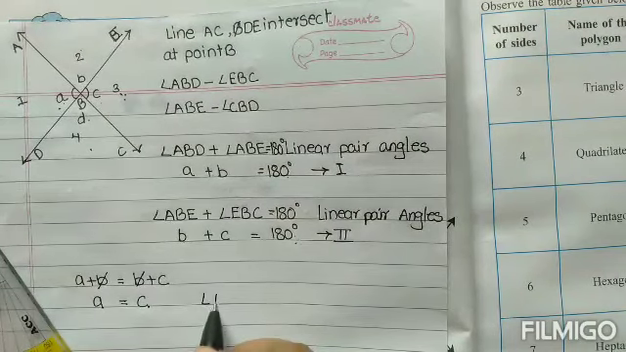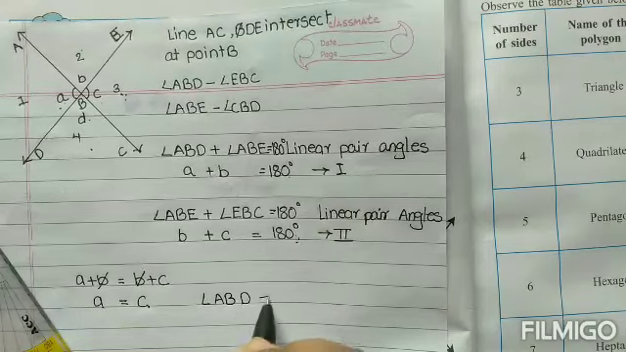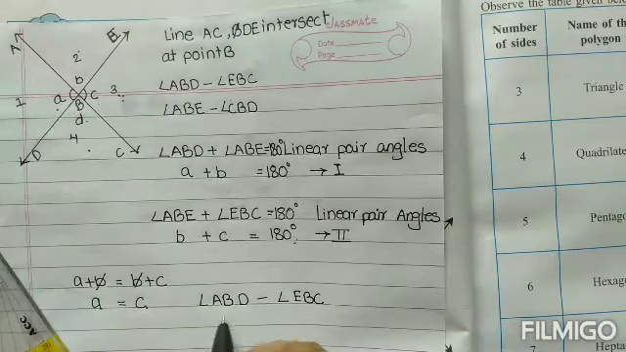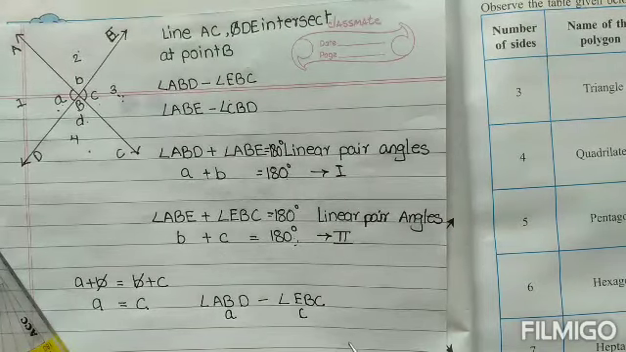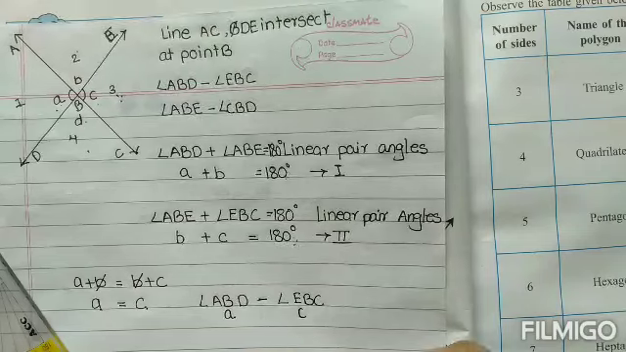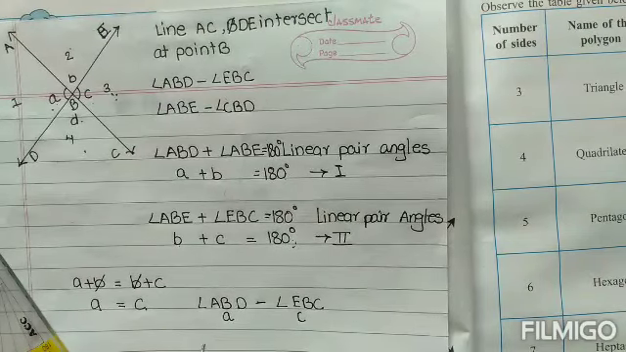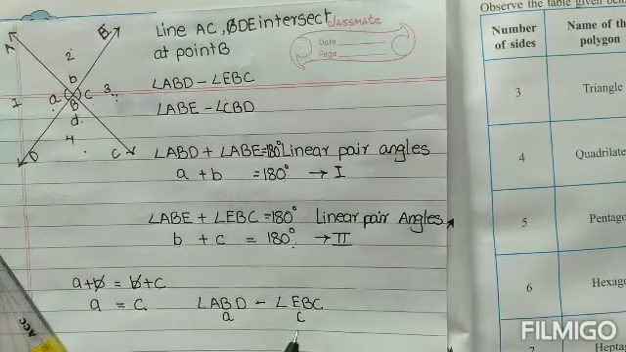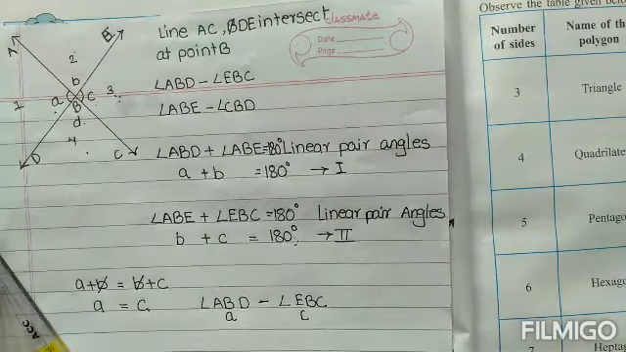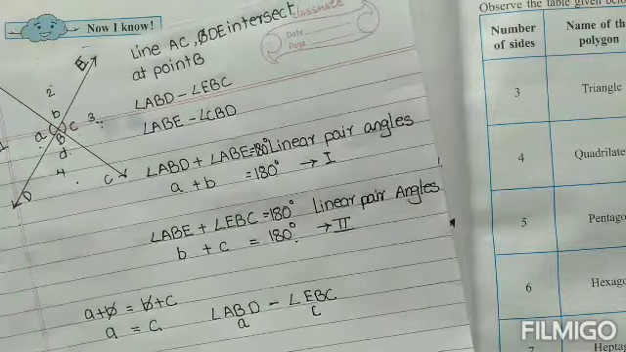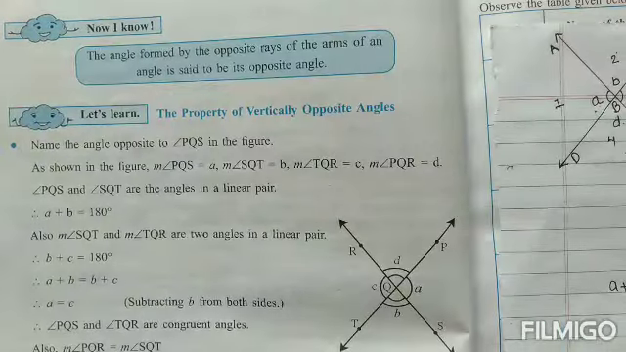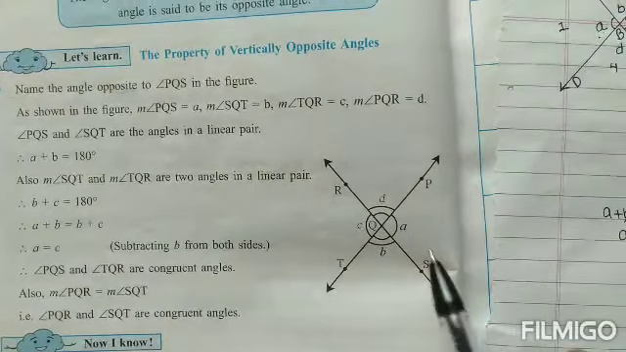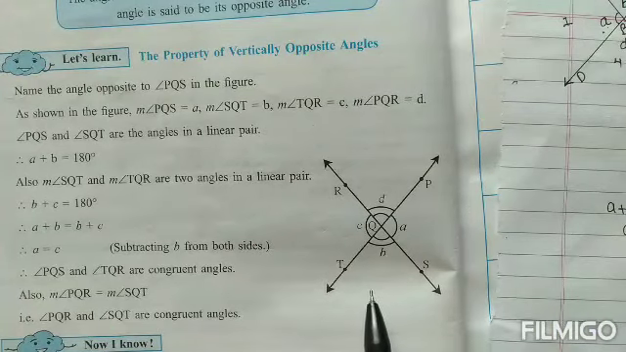It means that the opposite angles, angle ABD and angle EBC, the measurement of A and the measurement of C, are equal. It means that vertically opposite angles have the same measurements. They are equal. They are congruent angles. Okay. Now see here, the same thing is explained.